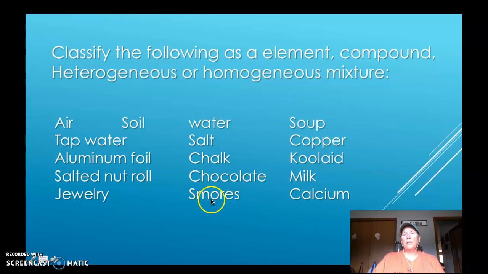And I don't know about you guys, but we need to take a poll. Do you like your marshmallows burnt or do you like them toasted? I'm a toasted person. I don't like them when they get burnt, but maybe you do.